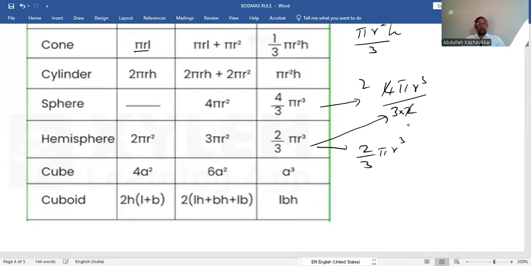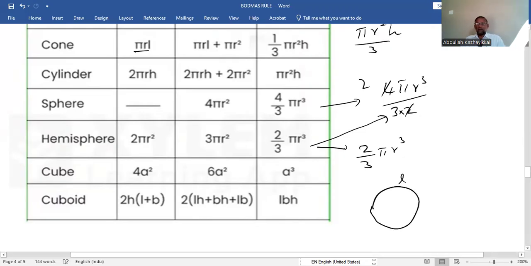Cube, 4a square, 6a square. Volume of the cube, a cube, not square. A cube. Side cube. Then cuboid, 2 into L plus B into H, LH plus BH plus LB. Volume LBH, base perimeter into height, that means base area into height. For cuboid, don't confuse with the formula. L is the length, B is the breadth, H is the height.